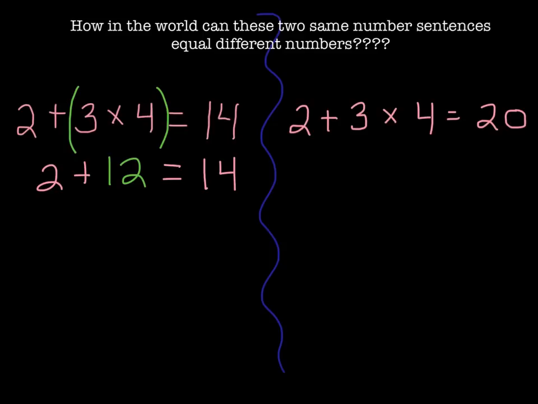Meanwhile, on the other side, 2 plus 3 times 4 will give me 20 when I insert parentheses around the 2 and the 3. According to PEMDAS, 2 plus 3 is equal to 5 because I'm doing my work in the parentheses first. 5 multiplied times 4 will give me 20. It's all about where you put the parentheses.